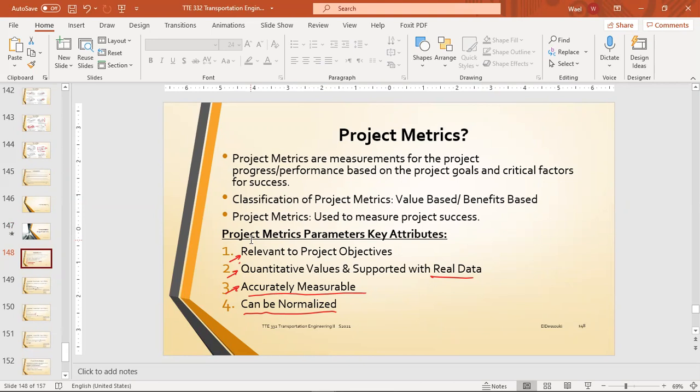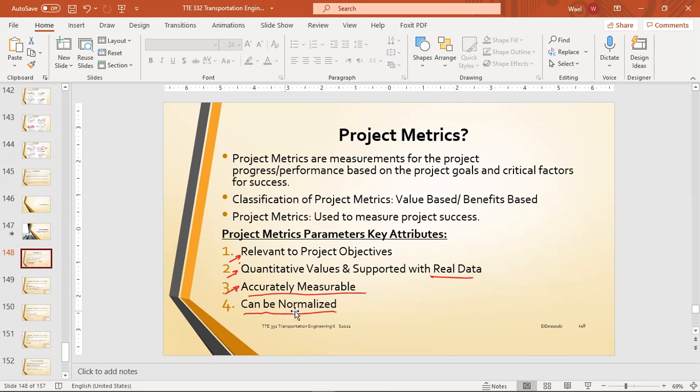So what are the key attributes for the parameters involved in building a project metric? First of all, these parameters must be relevant to project objectives and directly related to project objectives. It should be quantitative values and supported with real data. That means it's not qualitative values, because qualitative values are subjective, but quantitative, that means it's a number, supported with real data. It can be measured, and it's not based on speculation. Accurately measurable, should be measurable.